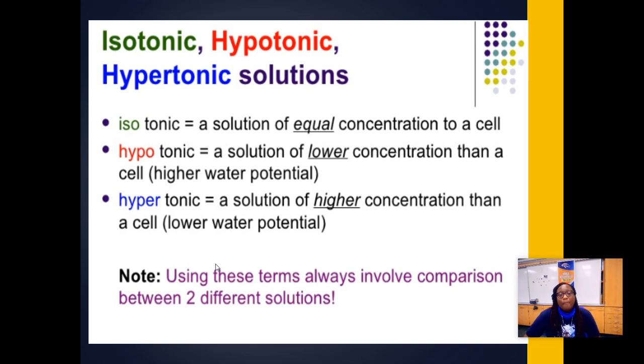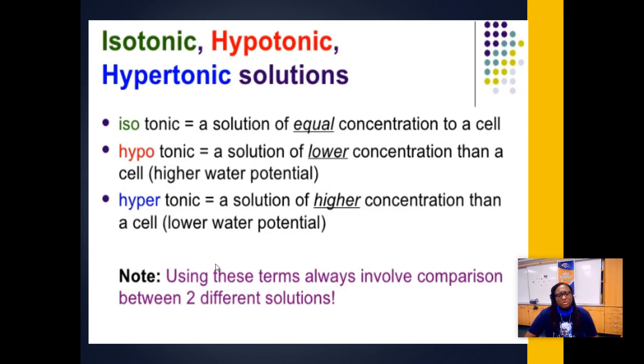Then you have a hypotonic solution. A hypotonic solution is a solution of a lower concentration than a cell. This means that it has a high water potential, meaning it has a low amount of dissolved solutes when you're comparing it to what is within the cell. And you have a hypertonic solution. Hyper is the exact opposite of hypo, where you have a solution of a higher concentration than the cell. So this has a low water potential.